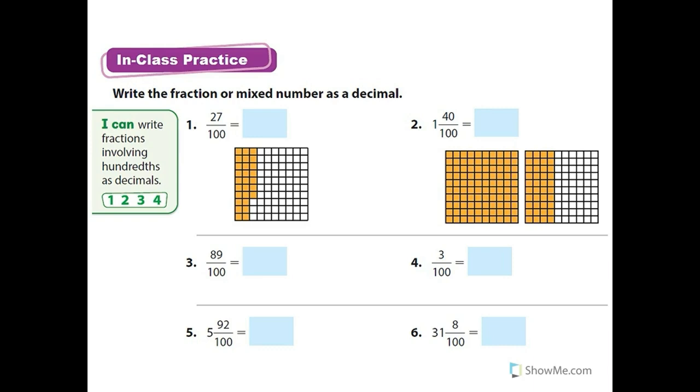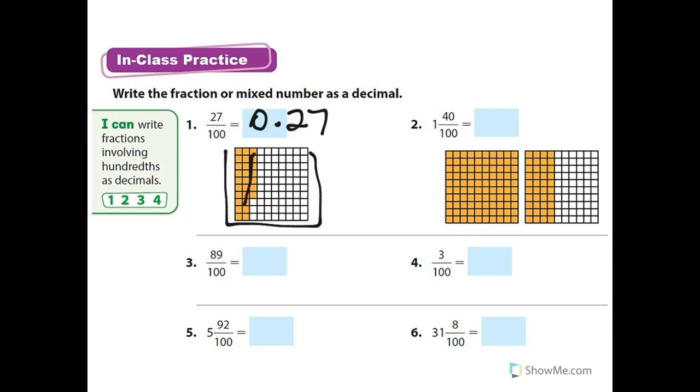Alright, let's do some practice together. Write the fraction or mixed number as a decimal. And our I can statement is I can write fractions involving hundredths as decimals. Alright, so 27 hundredths. So it's 27 out of 100, right? And how do we write that as a decimal? 27 hundredths. And this is our visual representation in that box there. There's 27 of these squares out of the 100.